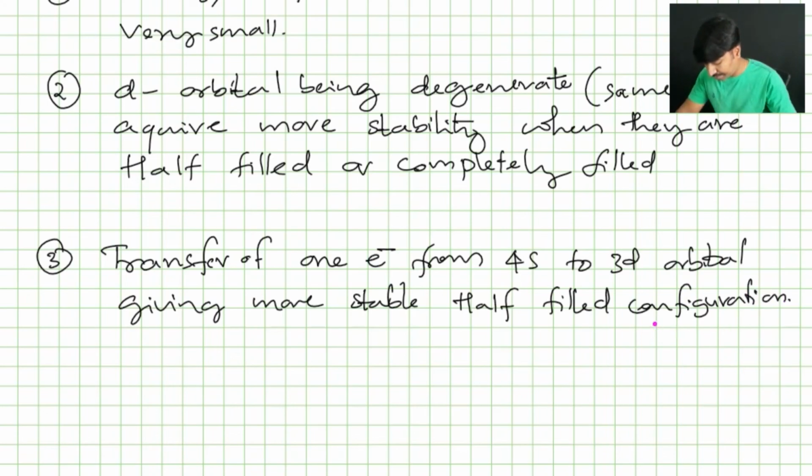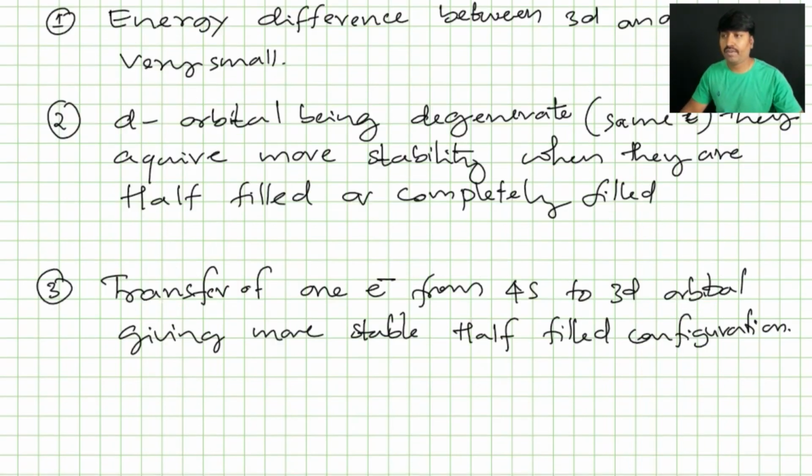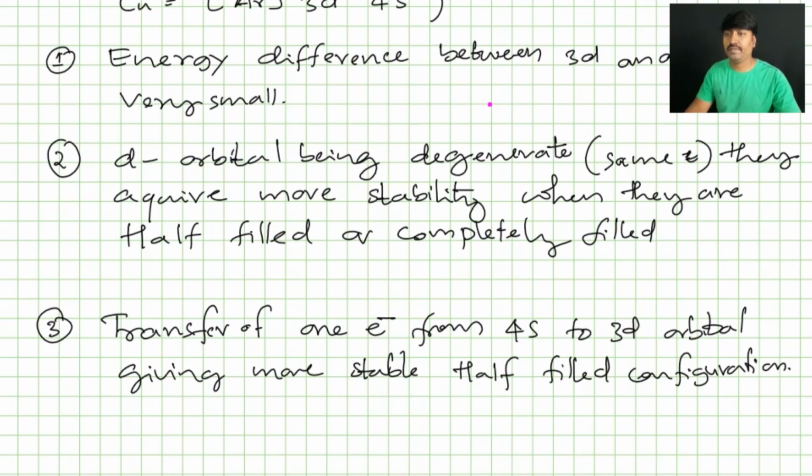Okay, the same thing you can write for the d block element copper, where one electron jumps from the 4s to the 3d orbital, giving a more stable completely filled configuration. Hope you understood. In the examination you have to write all these 3 points. Energy difference between 3d and 4s is very small. D orbitals being degenerate, they acquire more stability when they are half filled or completely filled. The transfer of one electron from 4s to 3d orbital gives a more stable half-filled configuration.